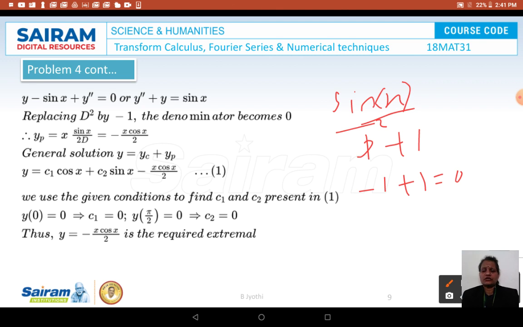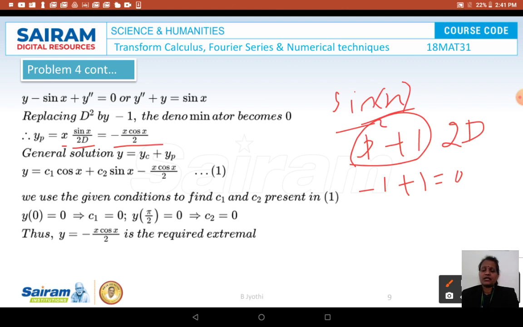When it is 0 in the denominator, we need to multiply x to the numerator and differentiate d square plus 1 in the denominator. The derivative of d square will be 2d and derivative of 1 is 0. Hence we are getting 2d in the denominator. So sin x divided by d means the integral of sine, whose integral will be minus cos x. Therefore we are getting minus x cos x divided by 2. So the denominator is free from the derivative operator d, and therefore yp is given by minus x cos x divided by 2.